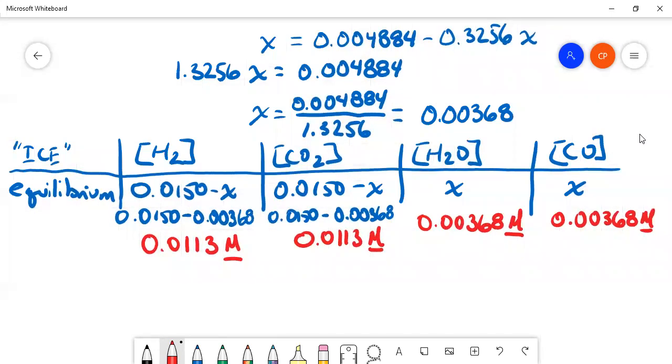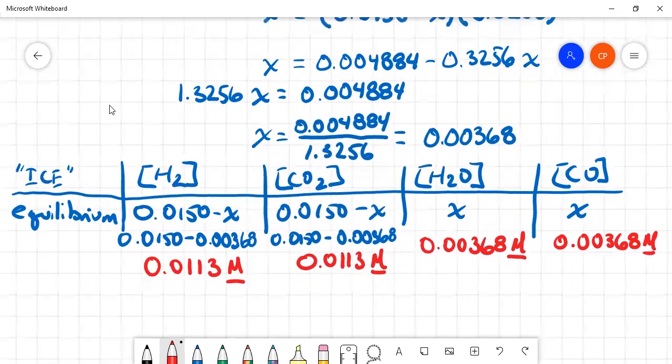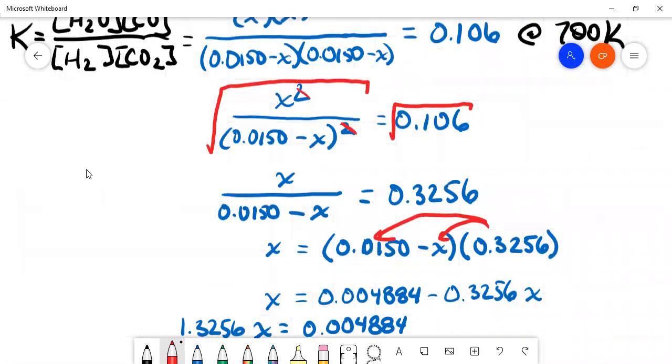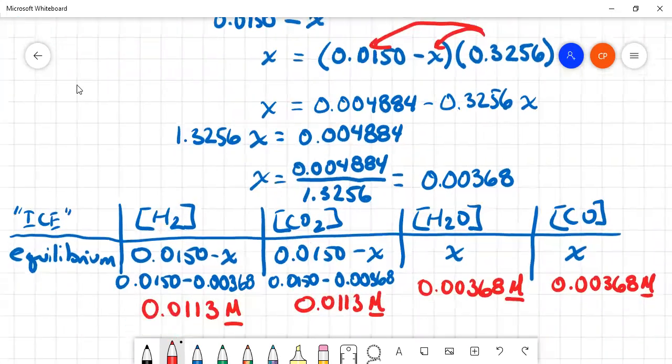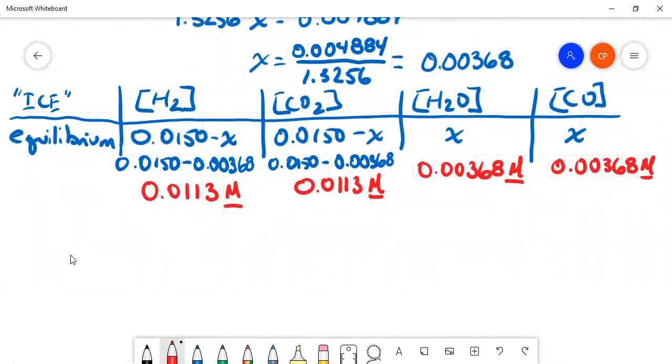And in red, I've got my final answers that the problem was looking for. The problem wanted the final concentrations at equilibrium for all the stuff. There's the concentrations at equilibrium for all the stuff. Okay? Well, if these are the concentrations at equilibrium, I should get them coming out to 0.106 when I actually set them up in an equilibrium expression. Let me check that.